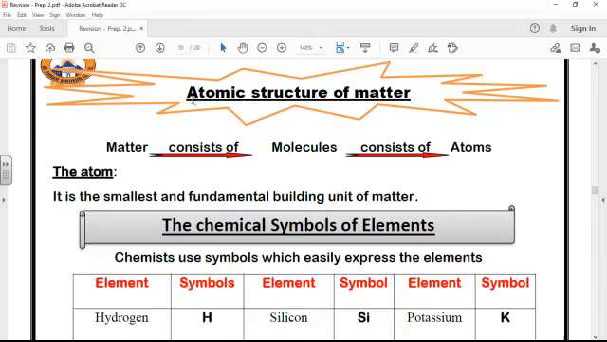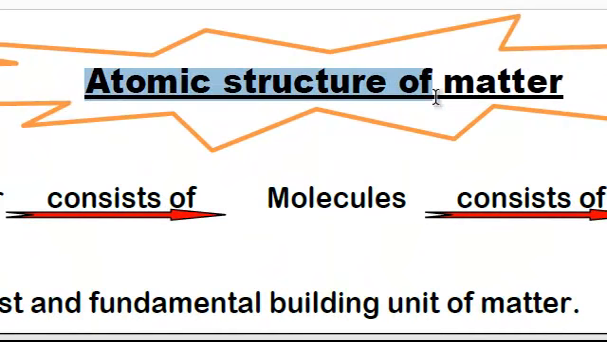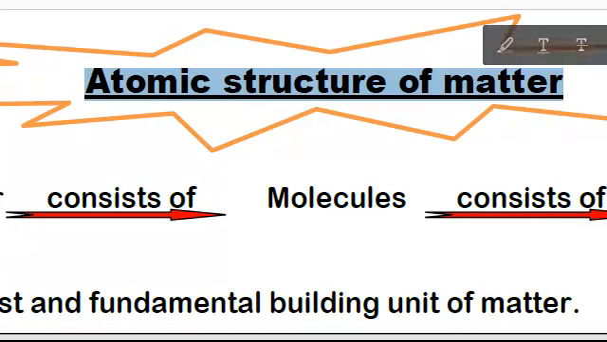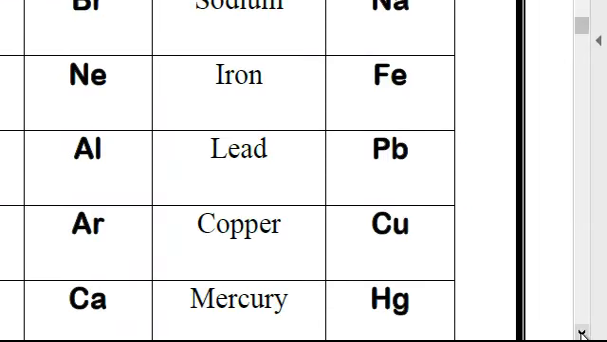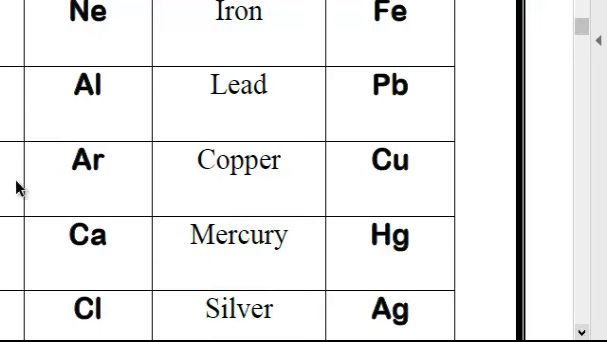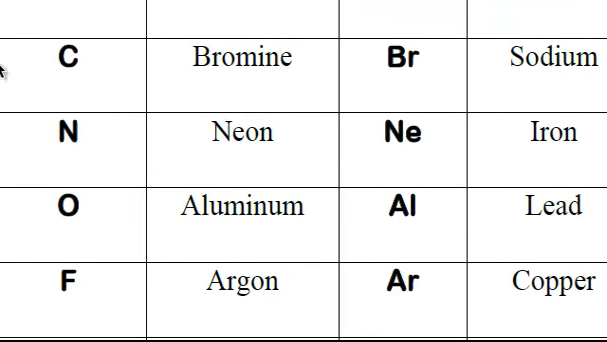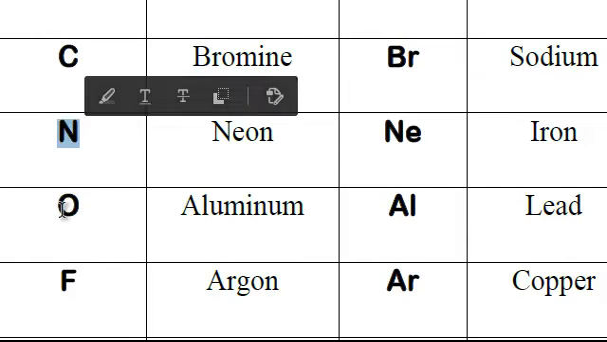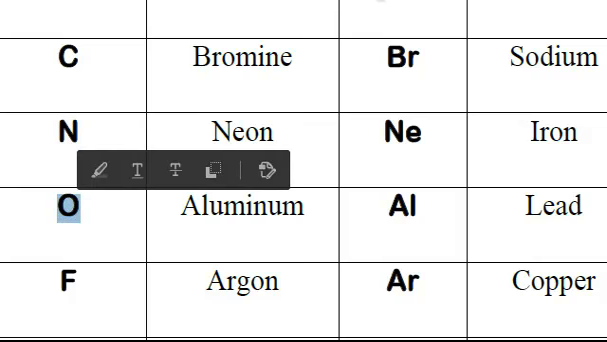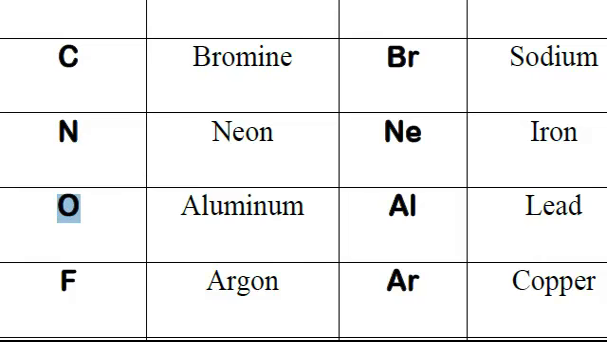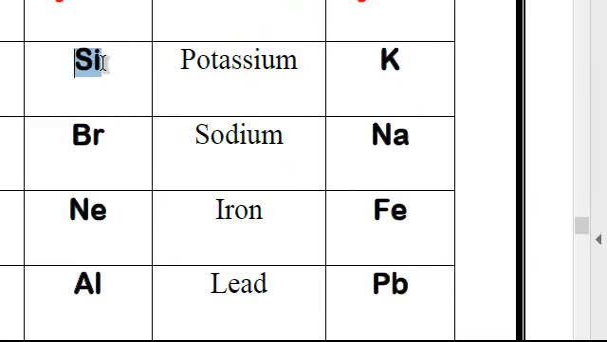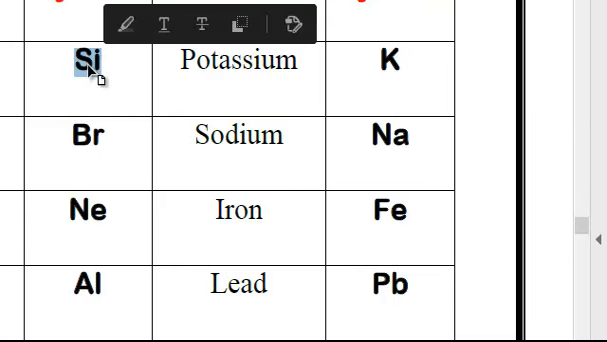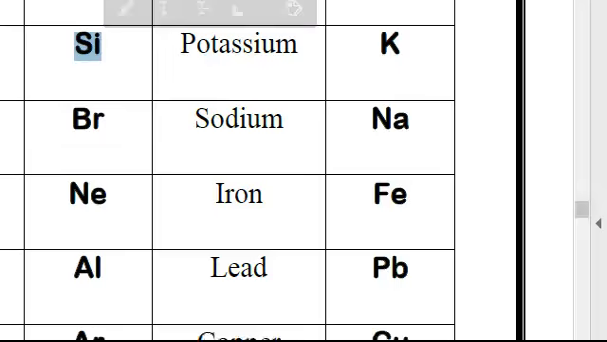Now, what is the structure of the atom itself, the atomic structure, which is the very, very important part. Before we start this part of the lesson, let's read some examples of symbols of some elements. For example, hydrogen, H, carbon, C, nitrogen, N, as you can see here, the first letter only. Sometimes, to differentiate between two elements, for example, sulfur, S, and silicon, also S, we use Si for silicon, where the first letter is a capital letter and the second one is small.